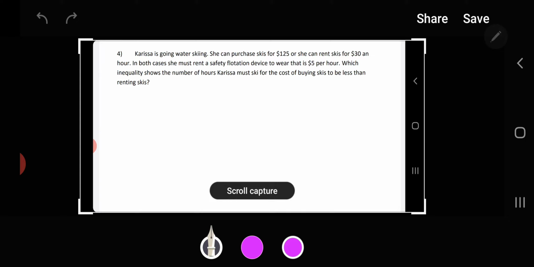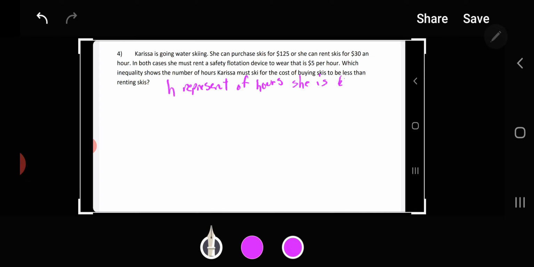So let's let H represent the number of hours she's out. Number of hours she's renting or number of hours she's actually skiing, okay? Once again, what we're looking for is the inequality. So less than, greater than, less than or equal to, those symbols. That shows the number of hours Carissa must ski. The cost of buying, we want buying to be less than renting. So buying less than renting.